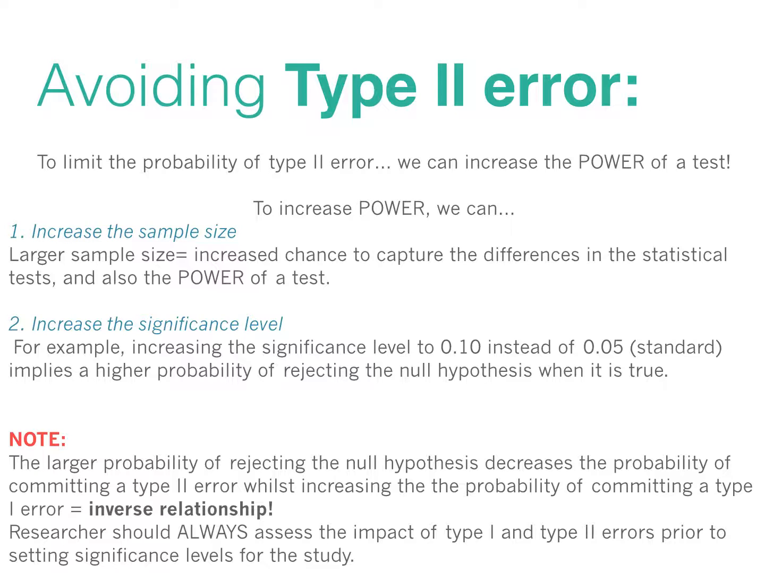It should be noted, however, that the larger probability of rejecting the null hypothesis decreases the probability of committing a type 2 error while simultaneously increasing the probability of committing a type 1 error. Because of this inverse relationship, researchers should always assess the impact of type 1 and 2 errors prior to setting a significance level for the study.